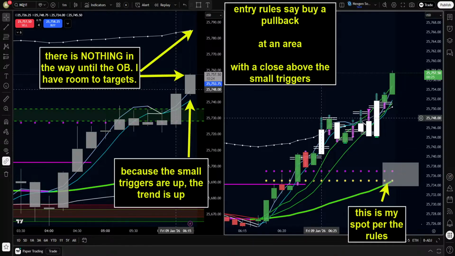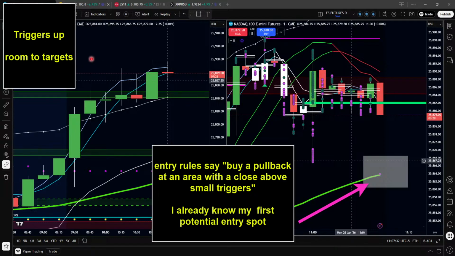Now, the hardest thing you'll ever do is nothing between this point and that point. That is where you're going to have to learn to discipline yourself. The triggers are up. There's room to trouble. There's your roll. Can you sit still until it gets to your perfect entry? Can you sit on your hands? Can you do nothing? Can you not choose to get excited and trade directly into an area because you're afraid it's going to go without you? That will be the most difficult thing that you ever do as a trader.